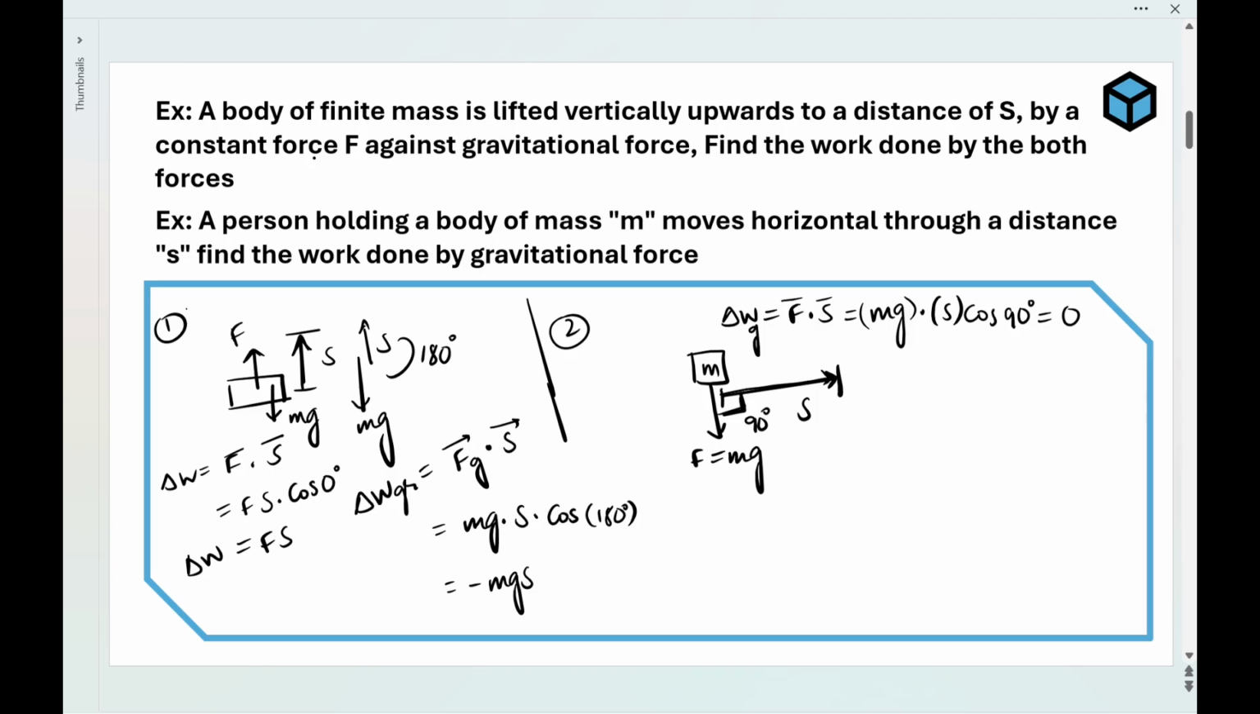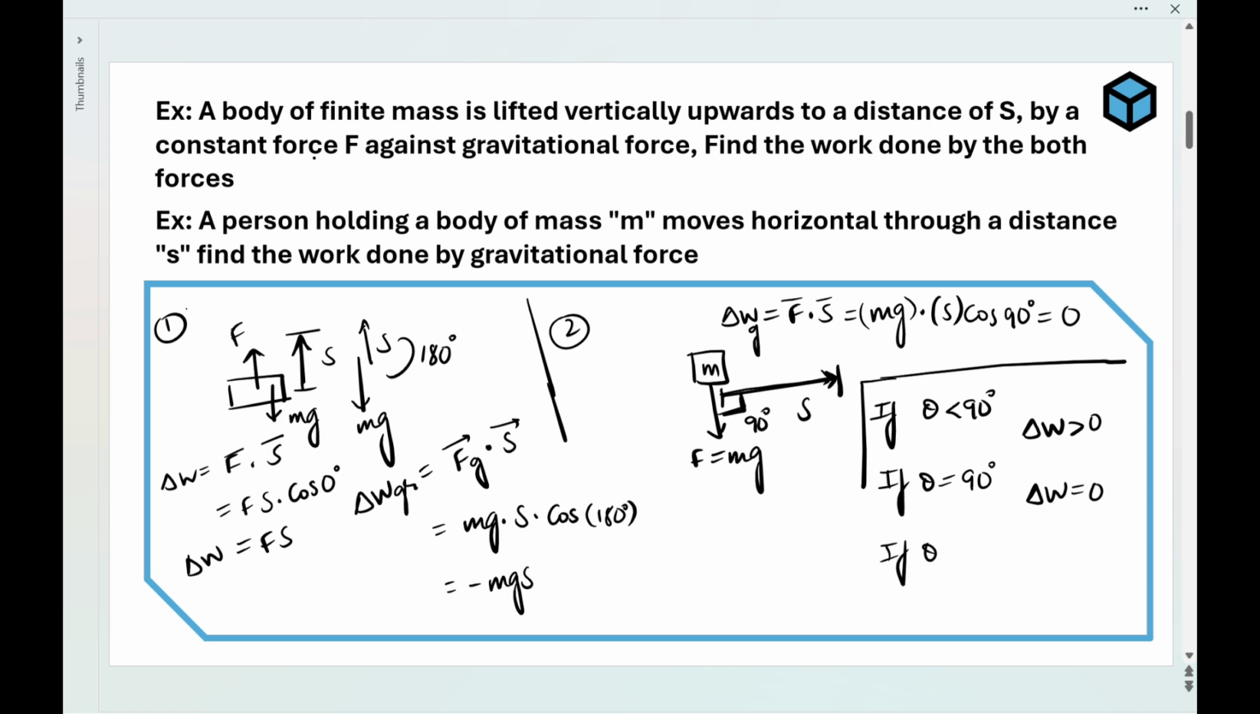And let me also tell you that if theta is the angle between F and S, and theta is less than 90 degrees, then the work will be positive, since cos theta is positive when theta is less than 90 degrees. If theta is equal to 90 degrees, then the work done is equal to 0.